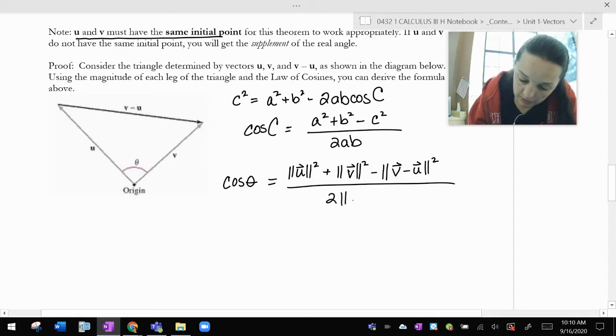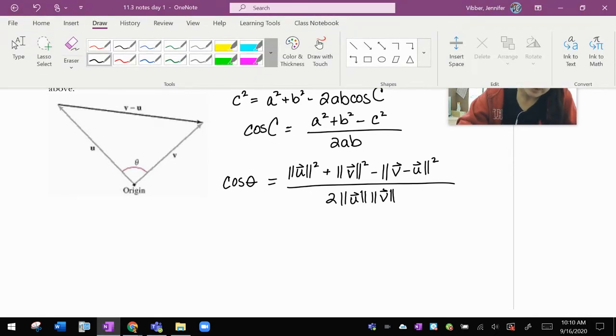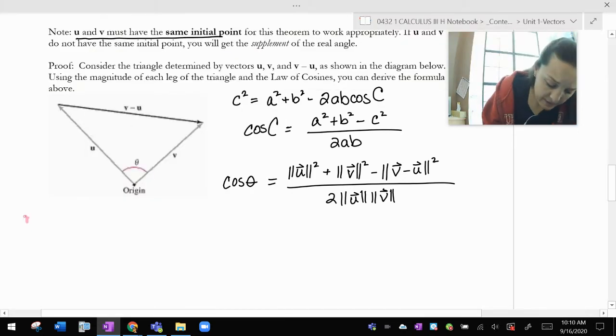And again, A and B are the lengths of the adjacent sides. Okay, I'm getting closer. The formula that we are attempting to mimic and replicate is cos theta equals u dot v over the magnitude of u times the magnitude of v.